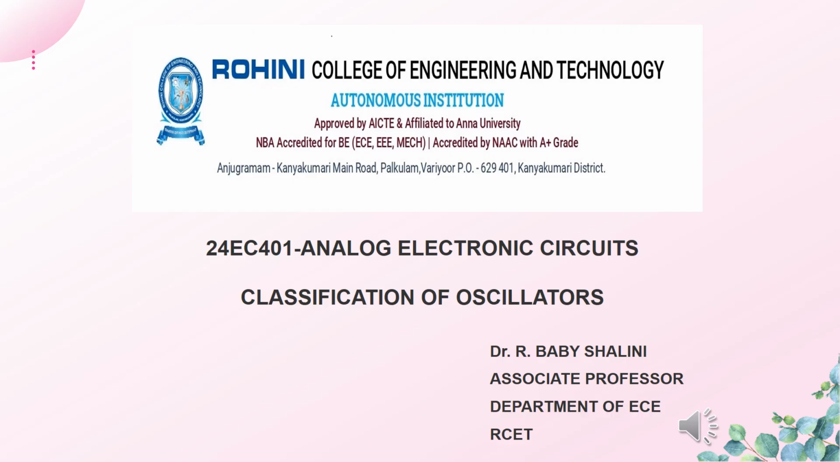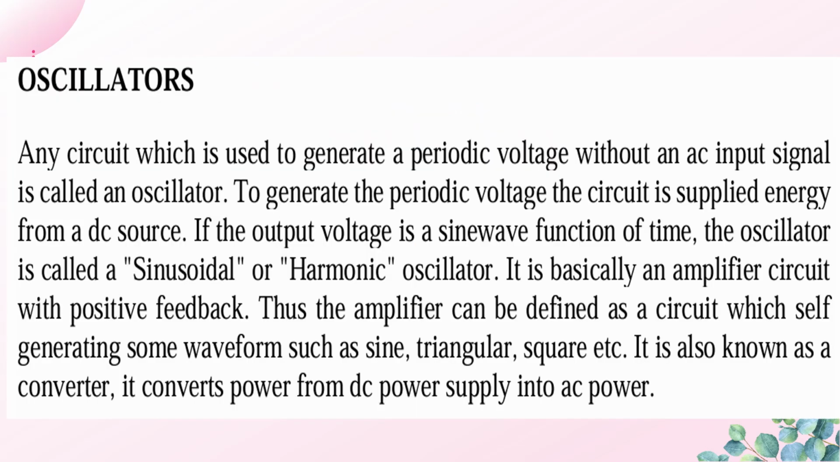In this video lecture, we are going to see about various classifications of oscillators. So first, let's see what is an oscillator. Any circuit which is used to generate a periodic voltage without an input AC signal is called an oscillator. So, an oscillator is a circuit which produces oscillations or waveforms without accepting any AC input. To generate the periodic voltage, the circuit is supplied energy from a DC source.